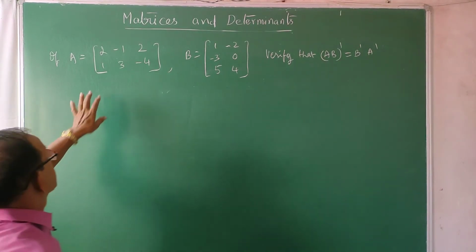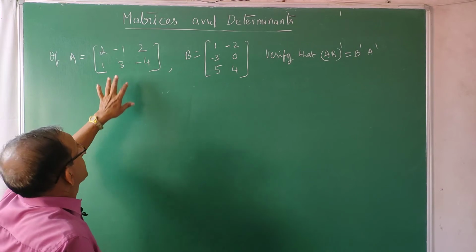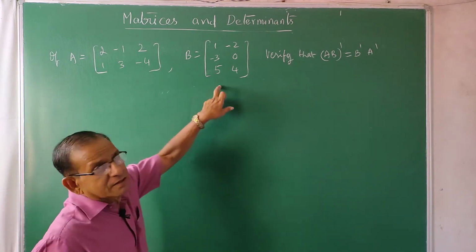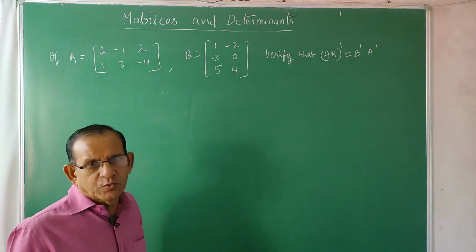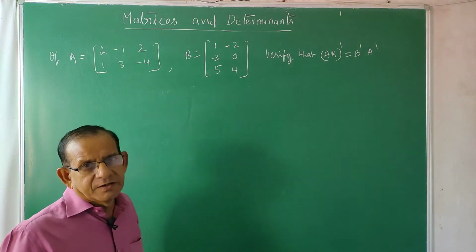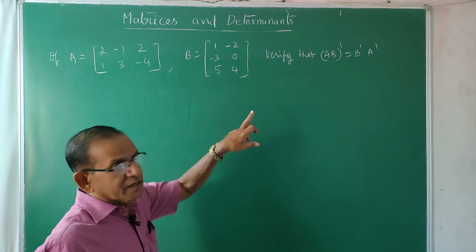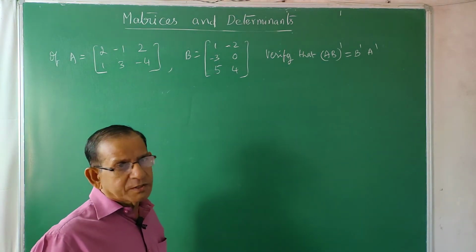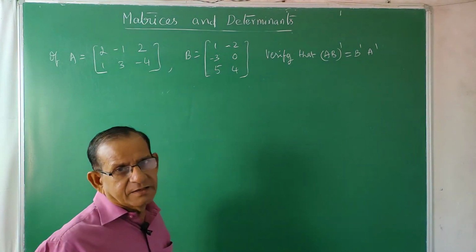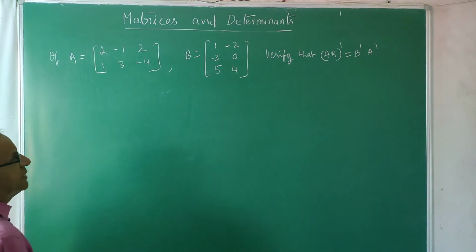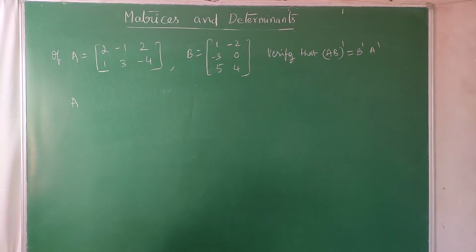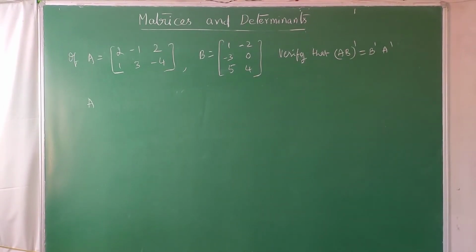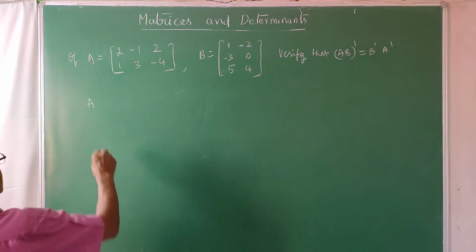Now here A is a matrix of order 2 by 3, and B is a matrix of order 3 by 2, 3 rows and 2 columns. We have to verify whether the transpose of AB is equal to the product of the transposes of B and A. Now let us take A into B first.